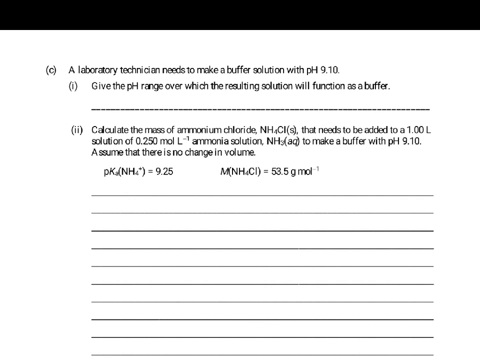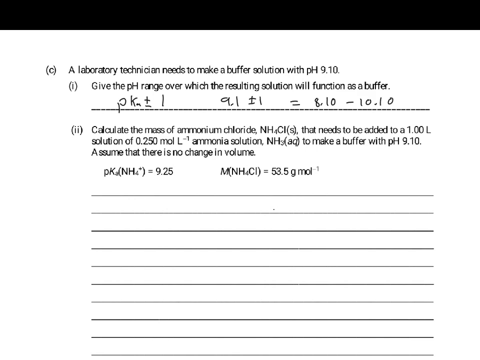Right. A laboratory technician needs to make a buffer solution with pH 9.1. Give the pH range over which the resulting solution will function as a buffer. Okay, so range of a buffer is pKa plus or minus 1. So 9.1 plus or minus 1 equals 8.10 to 10.10.